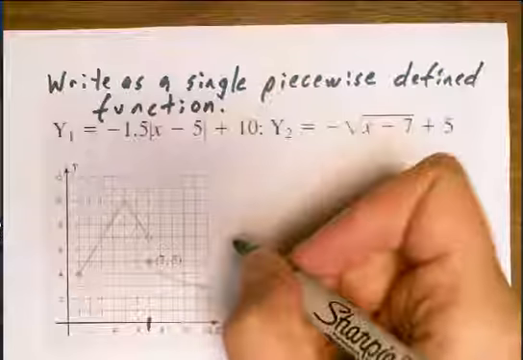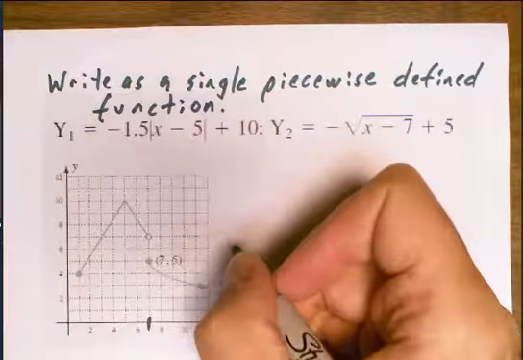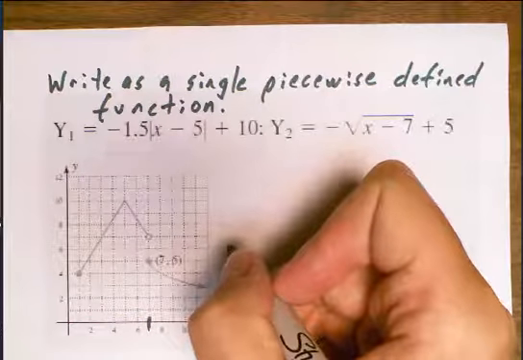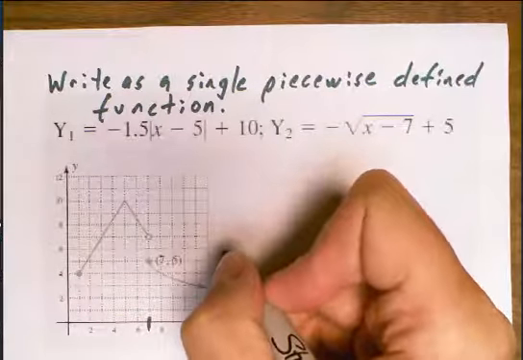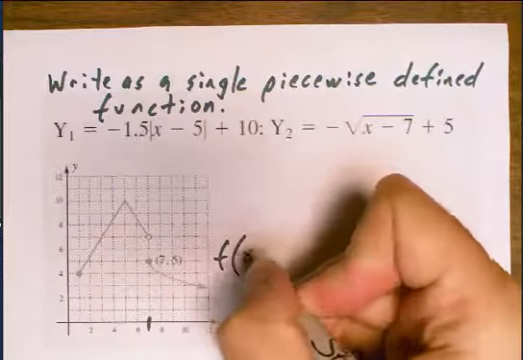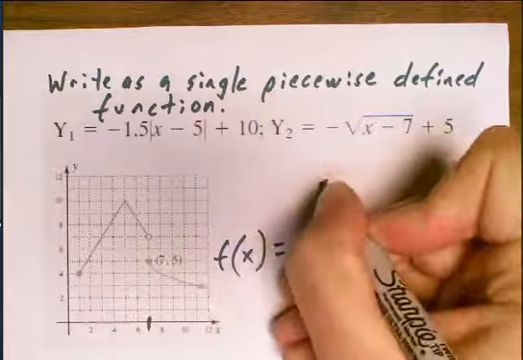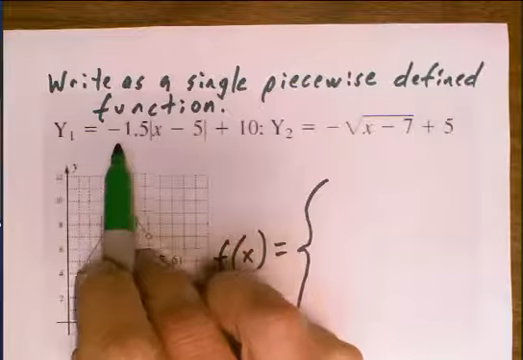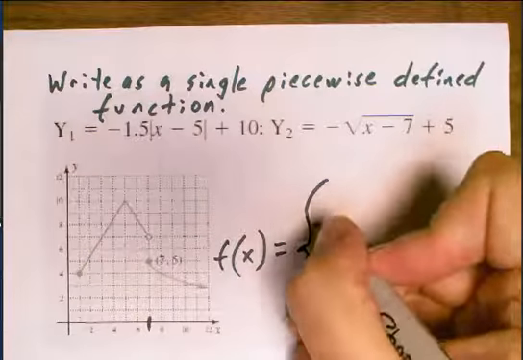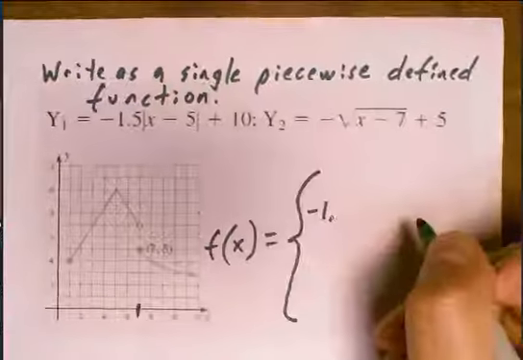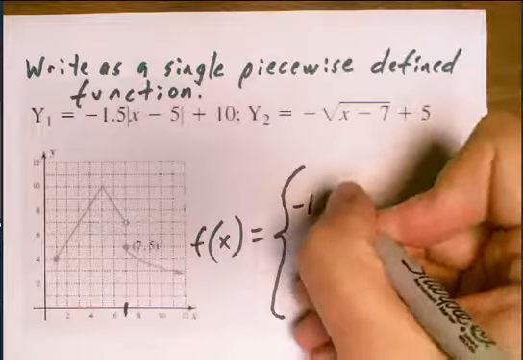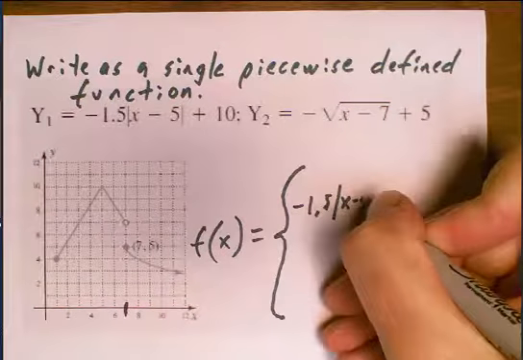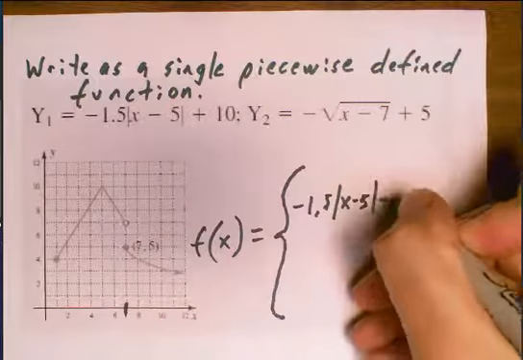To do that, what do we want to call it? Let's call it f of x. So f of x equals, and then we make our big bracket like that. And so we know it's equal to this thing: negative 1.5 x minus 5 plus 10.